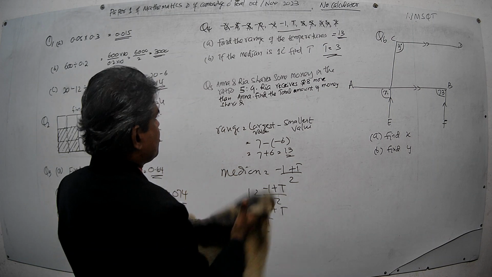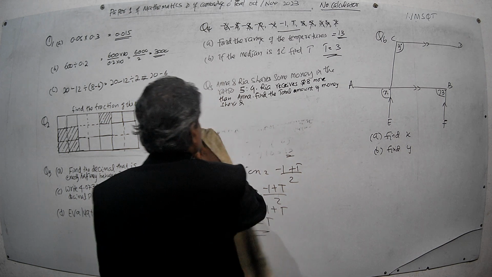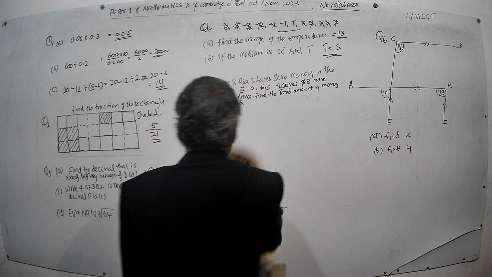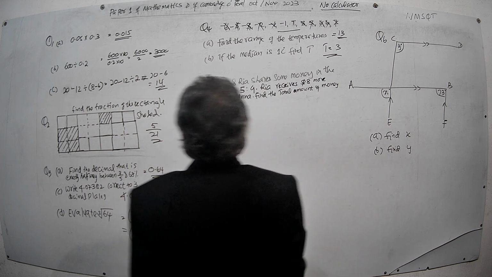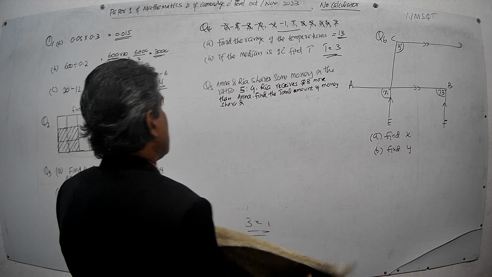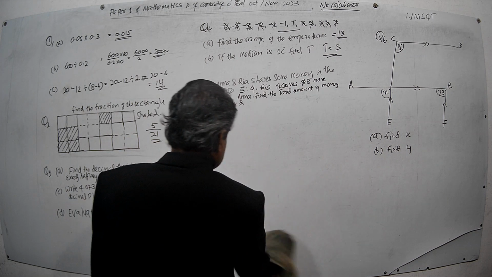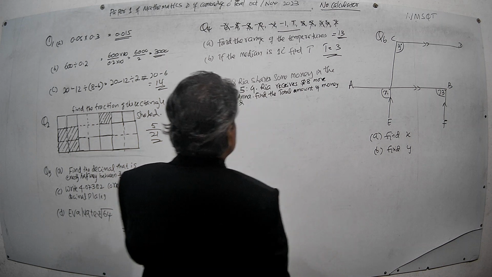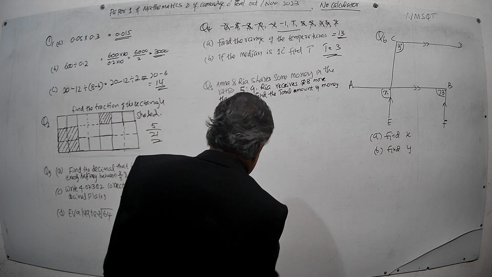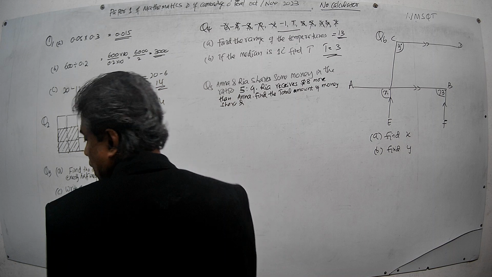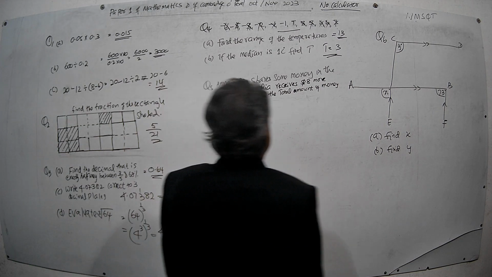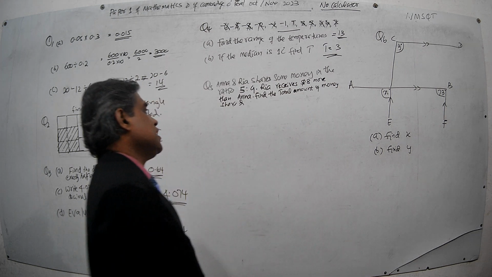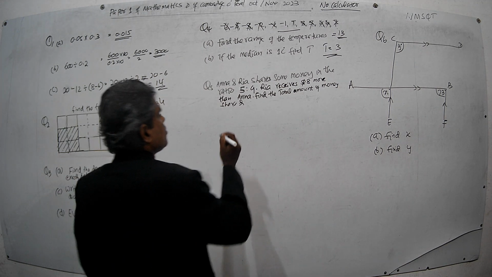Fifth question. They say that Anna and Ria share some money in the ratio 5:9. Ria receives $8 more than Anna. All right. Then they have given the difference between Ria's amount and Anna's amount. That is 8.